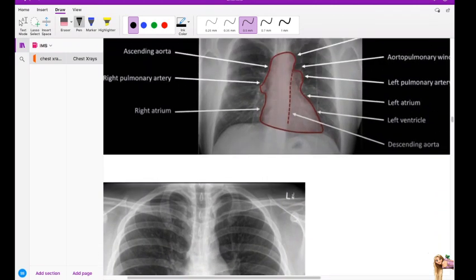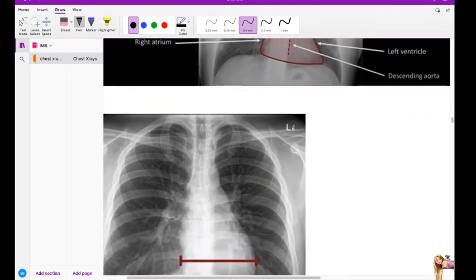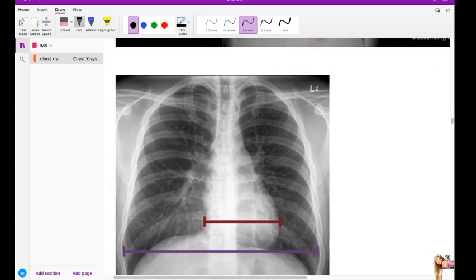Okay, and then we look for cardiomegaly. What is the criteria for cardiomegaly in a chest X-ray?